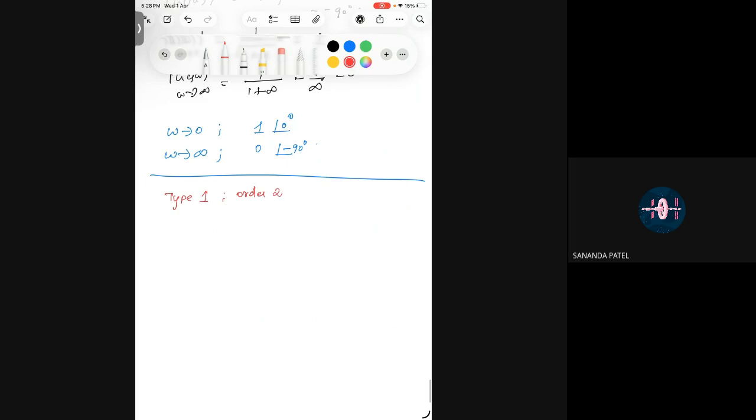So if it is type 1, order 2, how will it look? Something like this. Can I write something like this? S into 1 plus ST. You will be given the question in this format only. 1 by S(1 plus ST) only. Okay. Now what will I do? I will replace S with j omega. 1 by j omega into (1 plus j omega T).